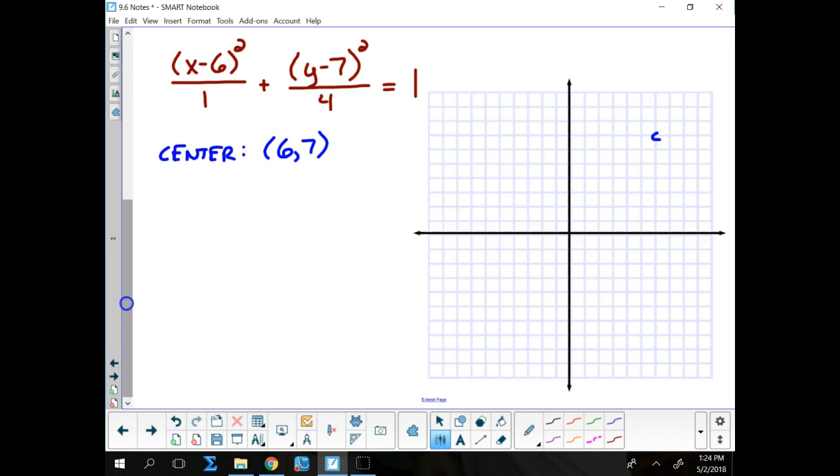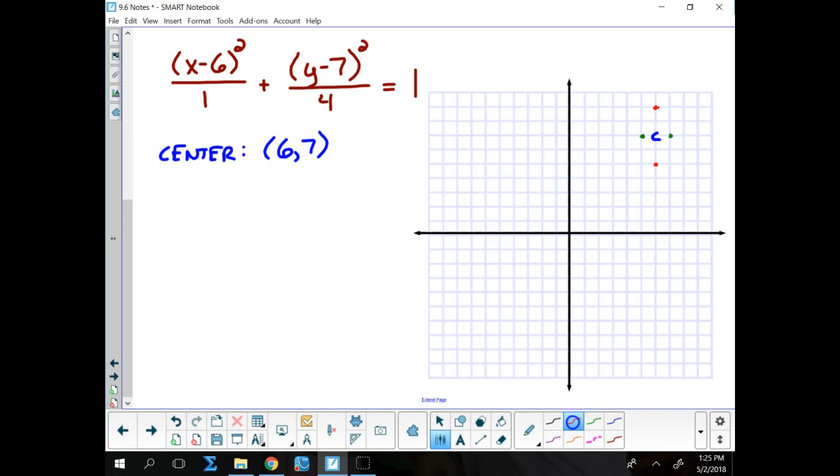Left and right from the center, how many do I go? 1. Up and down from the center, how many do I go? 2. Which axis is major then? Vertical or horizontal? Vertical, because it's longer.